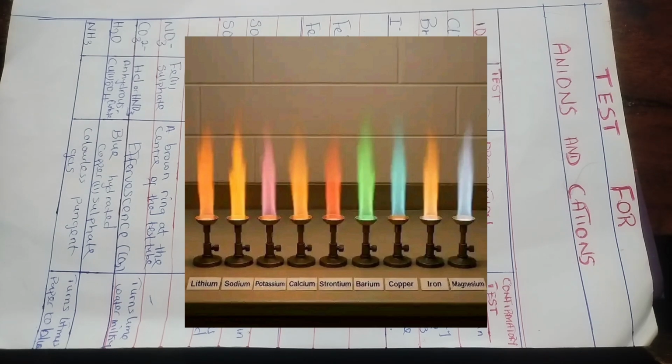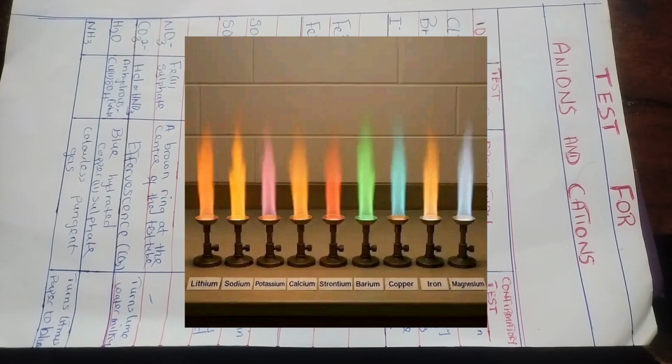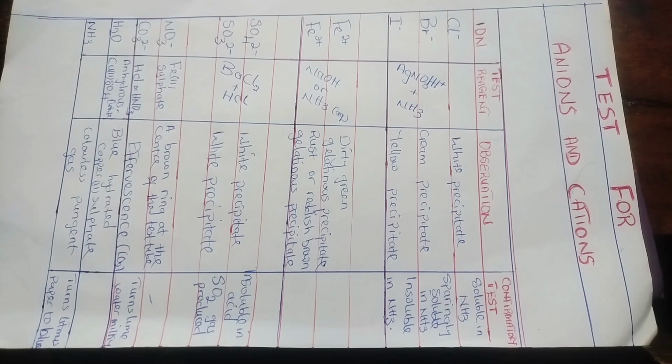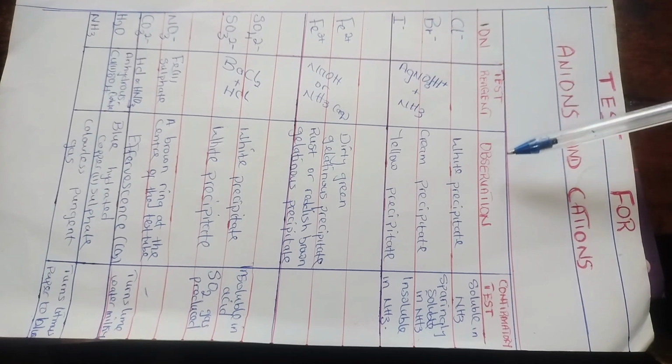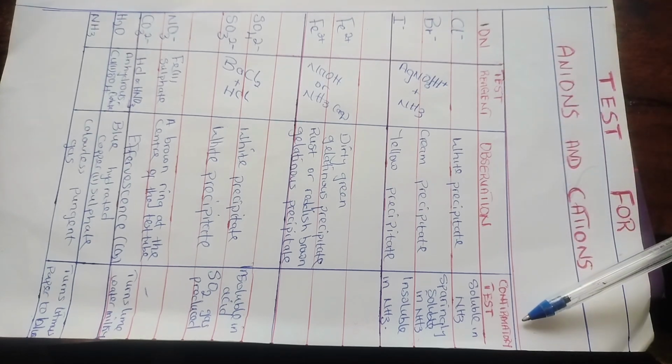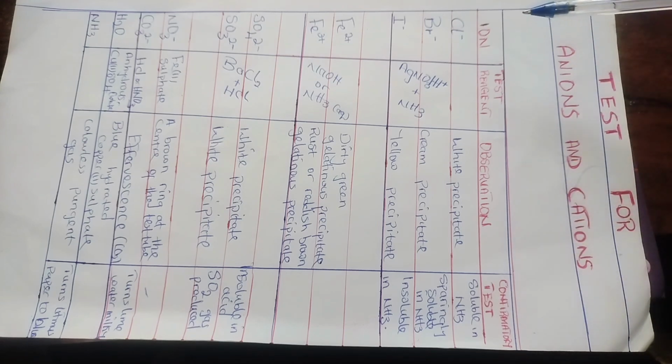Now let's go to what we have on the paper. This is a summary on this topic. I just summarized everything. Now we have ions, we have test reagents, observation, and confirmatory test. The first three ions we have are the chloride ion, the bromide ion, and the iodide ion. These are ions from the halogen series.